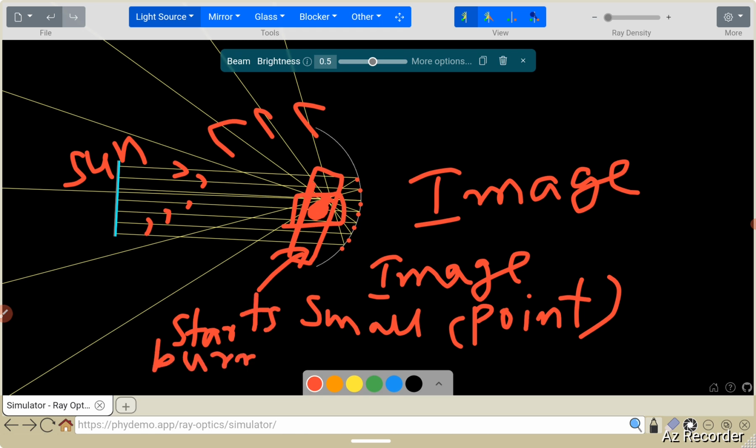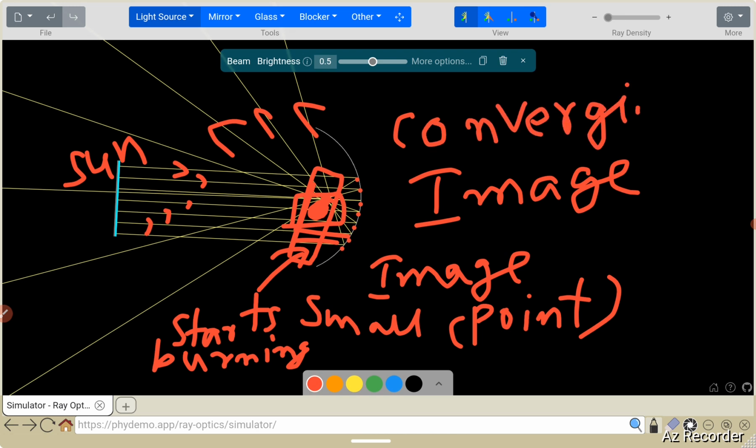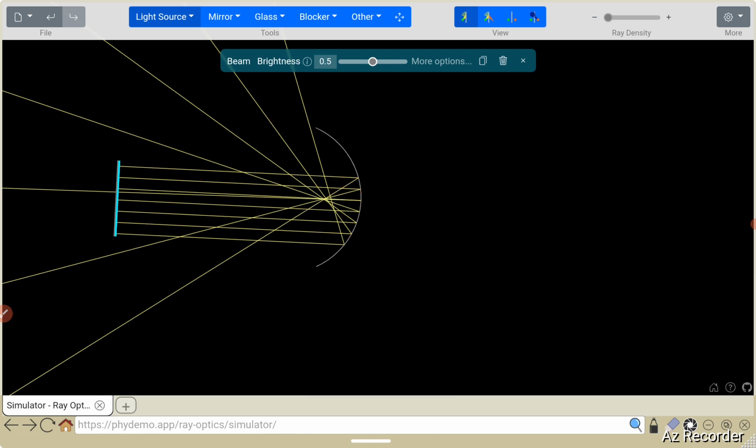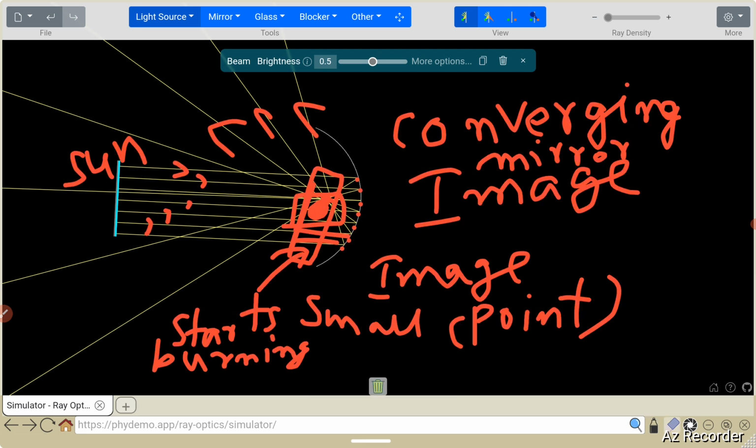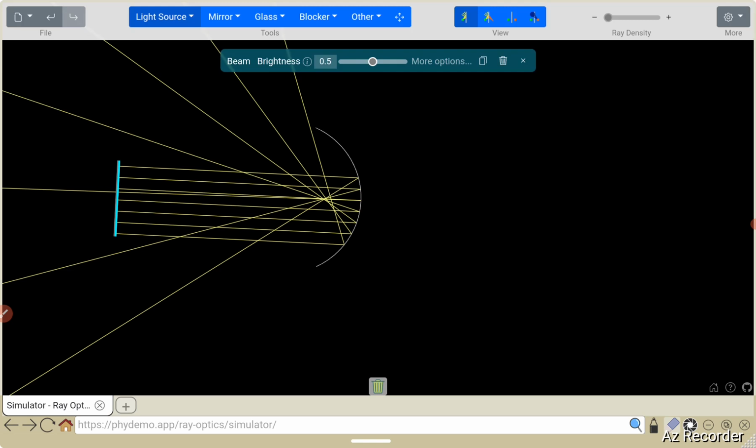So here what is it doing? The light rays are meeting at one point, converging at one point. So this mirror is called a converging mirror. Understood? So this is the concave mirror. Now let us see another mirror, which is the convex mirror. Understood?